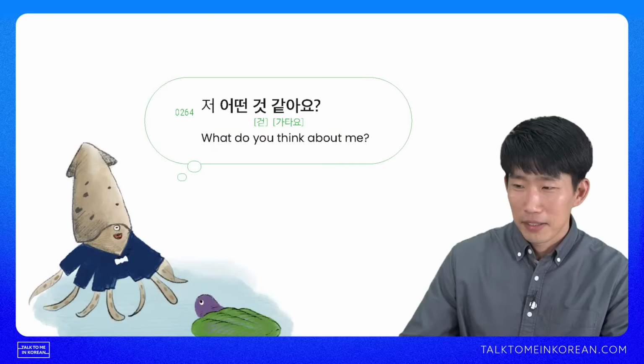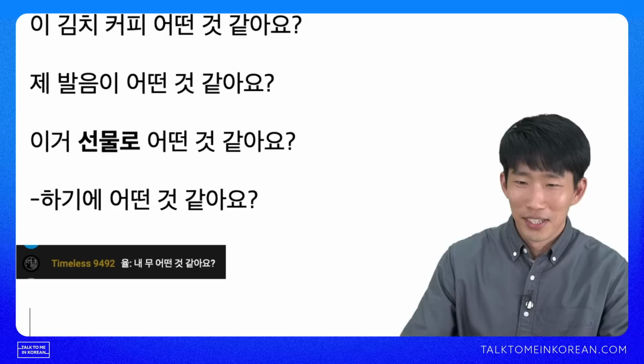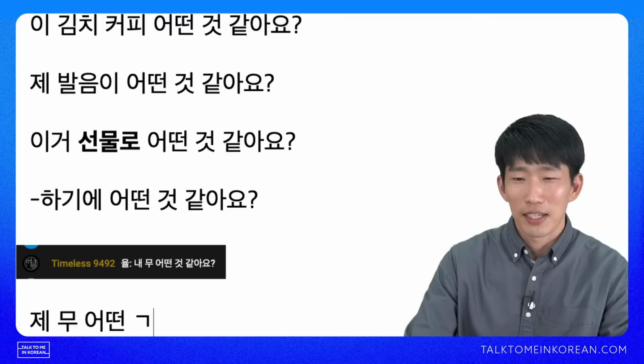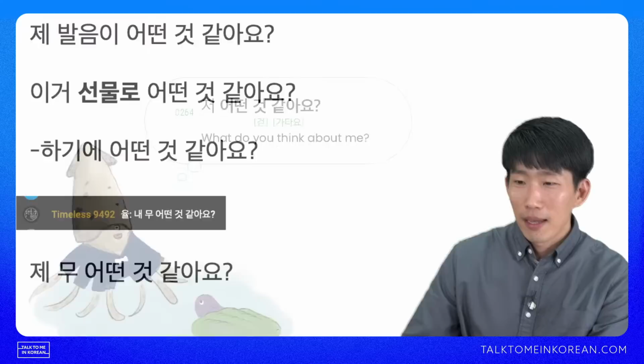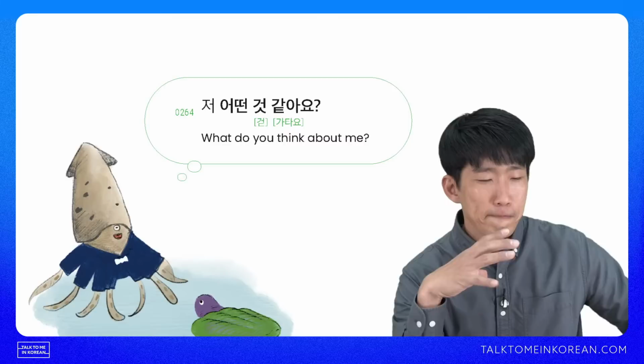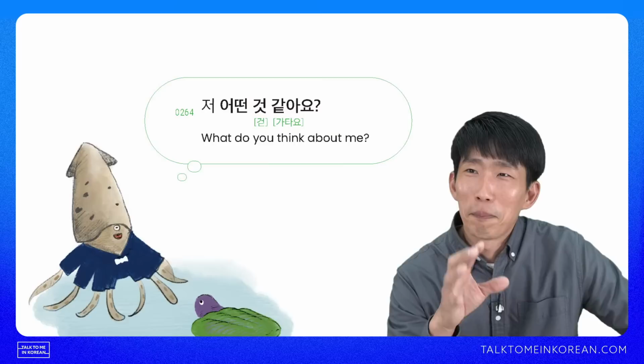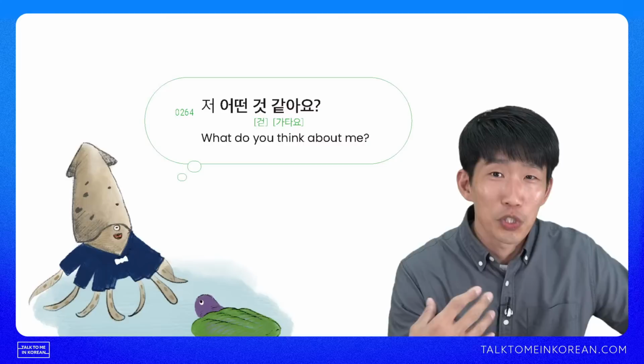So, I saw this sentence. 제 무 어떤 것 같아요? My son, you can say 제 무 어떤 것 같아요? Because it's ending with 존댓말. So, really quickly, this is something that you need to be careful with, but it's useful to know. A lot of cultures have specific metaphors, analogies, describing things, right? And 오징어 happens to be something that people compare people to if they are not so good looking. So it's often based on their own appearances.